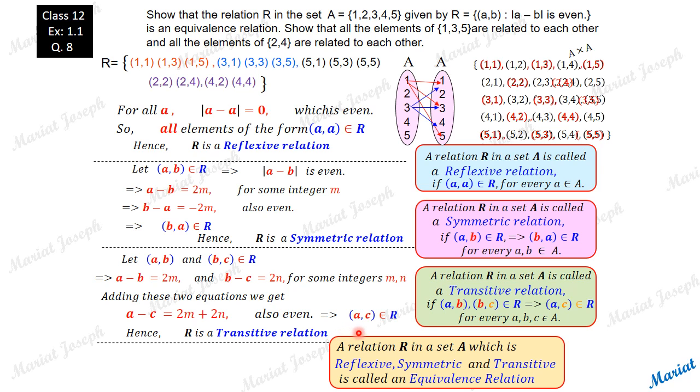Now, a relation R in set A is called an equivalence relation only if it is reflexive, symmetric and transitive. We could prove that this given example is a reflexive relation, symmetric relation and transitive relation. So it is an equivalence relation.